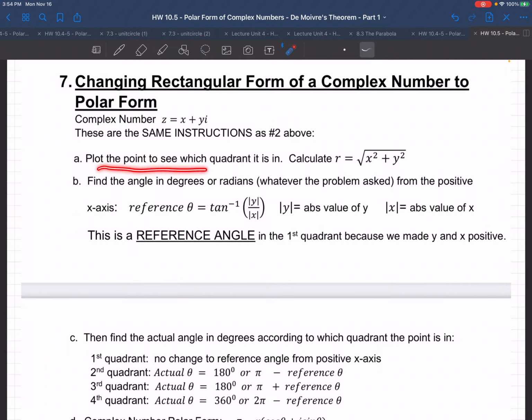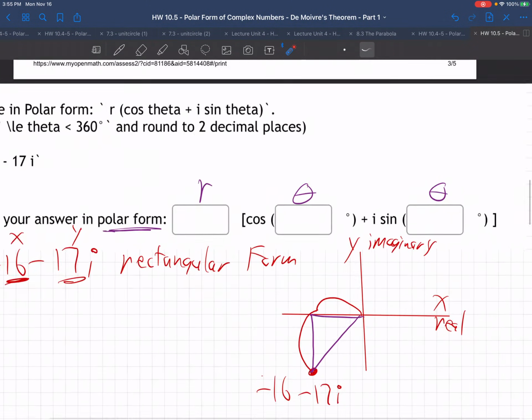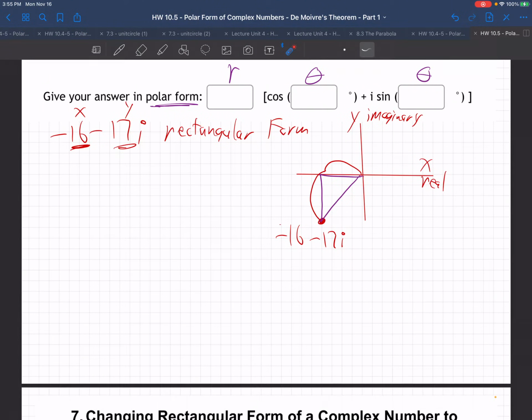What is it? First, plot the point to see which quadrant it is in, and calculate r equals the square root of x squared plus y squared. So let's do that. So we plotted it. It's in quadrant 3. This is the r, this is the x, this is the y. The x is back 16, the y is down 17. This is a right triangle because it's rectangular. It moves perfectly sideways and perfectly down, makes a right angle. You know how to find r. It's the Pythagorean Theorem.